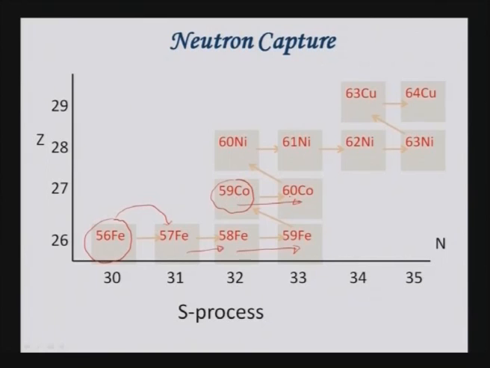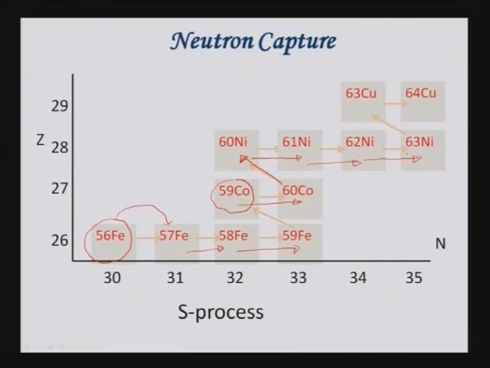Now, cobalt-60 is once again beta active, and this will decay to nickel-60. So, we have gone yet one step ahead in the periodic table. From cobalt we have reached nickel. Then nickel-60 will absorb a neutron and will become nickel-61. Nickel-61 is also stable, this will stay there, and when a neutron comes it will become nickel-62. Then from nickel-62 it will be nickel-63.